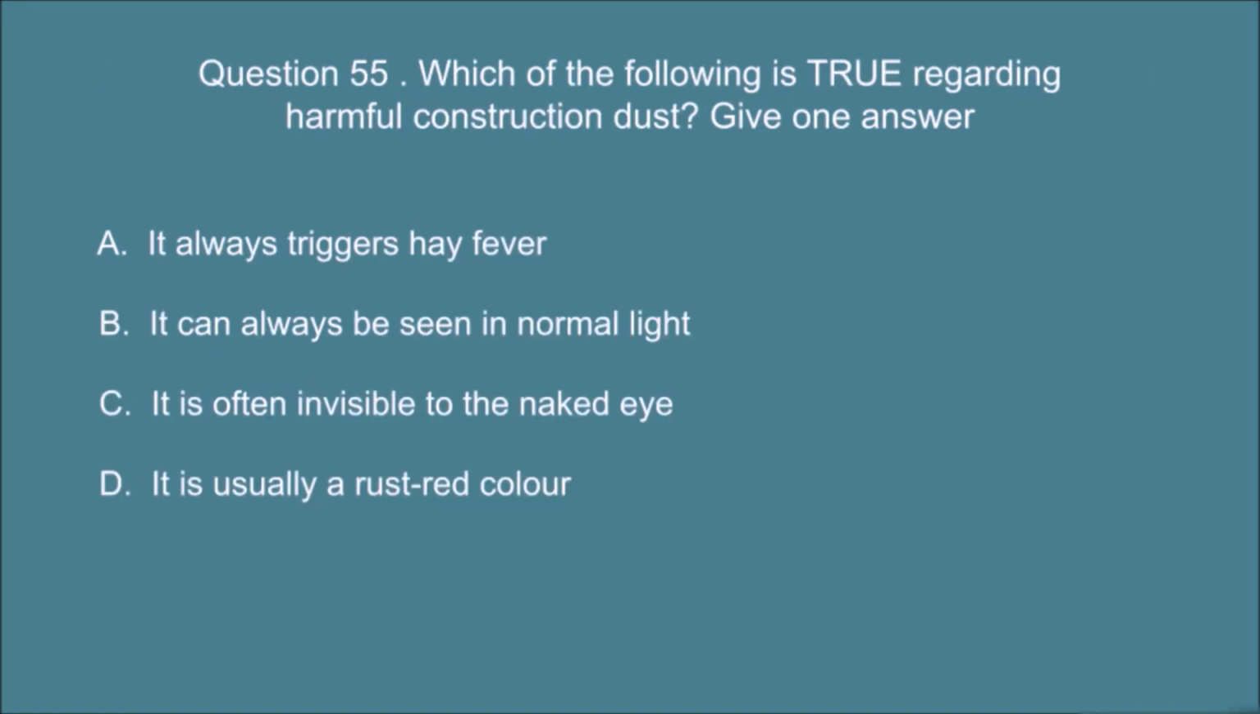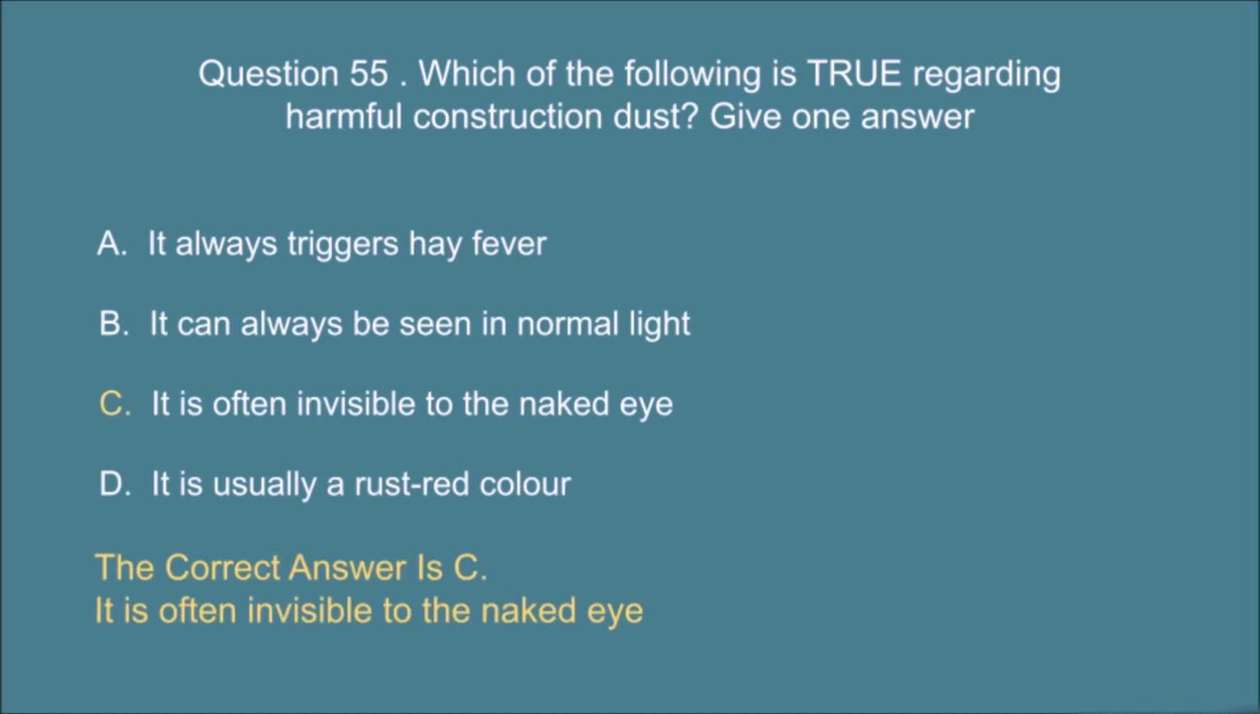Question 55. Which of the following is true regarding harmful construction dust? Give one answer. A. It always triggers hay fever. B. It can always be seen in normal light. C. It is often invisible to the naked eye. D. It is usually a rust red color. The correct answer is C. It is often invisible to the naked eye.